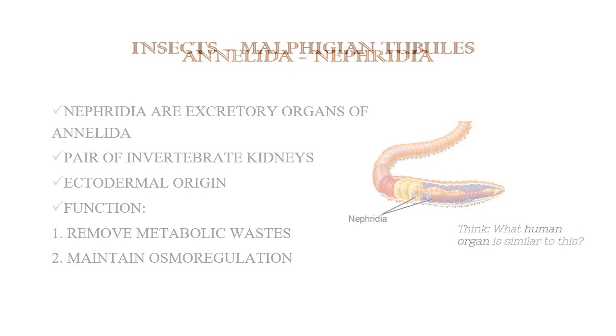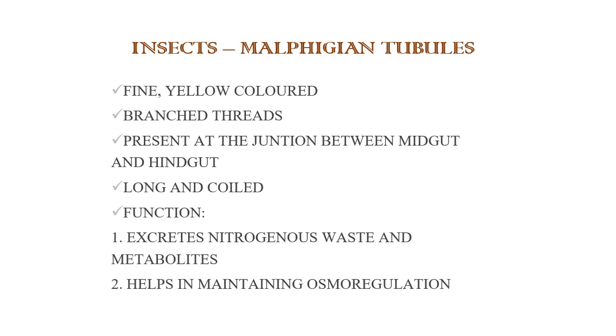Then insects. Insects have Malpighian tubules to excrete the metabolic wastes from the body. Here the Malpighian tubules are fine, thread-like, yellow-colored structures, basically tube-like structures. We have the midgut and hindgut, and it is present at the junction of the midgut and the hindgut. How does it function?